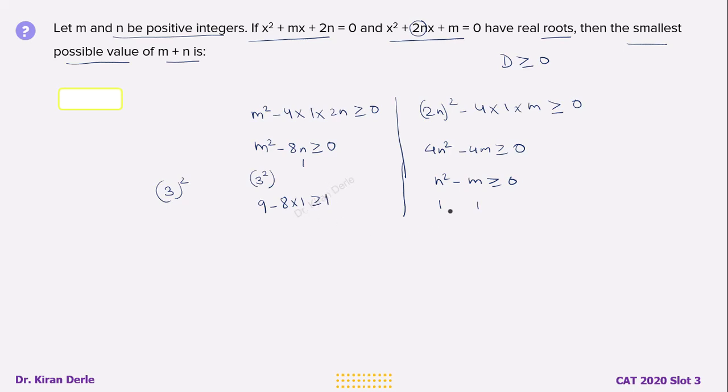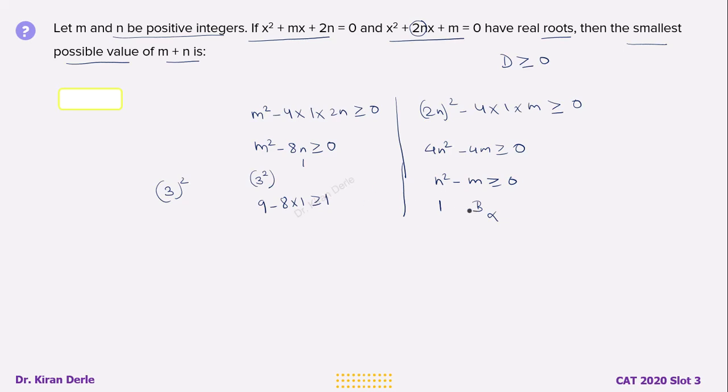But is it satisfying here? If n is 1 and m is 3, no, it won't satisfy. Now we cannot go below 3 for m. We cannot go below 3. I hope you're understanding this point, right? So we have to check what we can do with n.